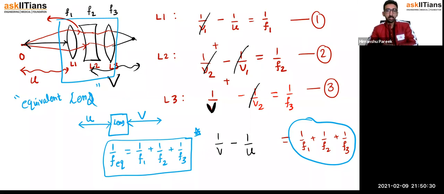Now the point is, these f1, f2, f3 are all focal lengths, and the addition of 1 by f1, 1 by f2, 1 by f3 gives the 1 by f equivalent for the entire combination. So we can treat the entire thing as a single lens whose object is kept at u and final image is formed at v. If you are the observer, you would just say that the object was kept there and the image is formed there. It doesn't matter to you who has done this. For you, it is like a single lens whose 1 by f is 1 by f1 plus 1 by f2 plus 1 by f3. That's it.